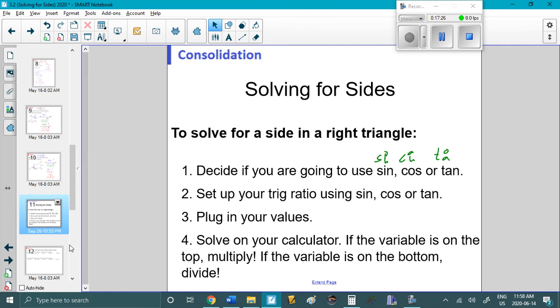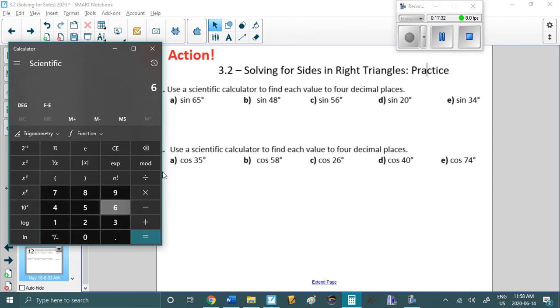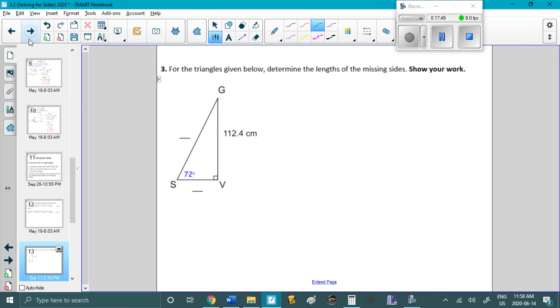Okay, so let me show you the homework here. So this first part, it just says to round to 4 decimal places. So this is super easy. This is literally just 65 sine, or sine 65. So this would be 0.9063. So the answer here is 0.9063. This is just to have you practice using the sine, cos, and tan buttons on your calculator.